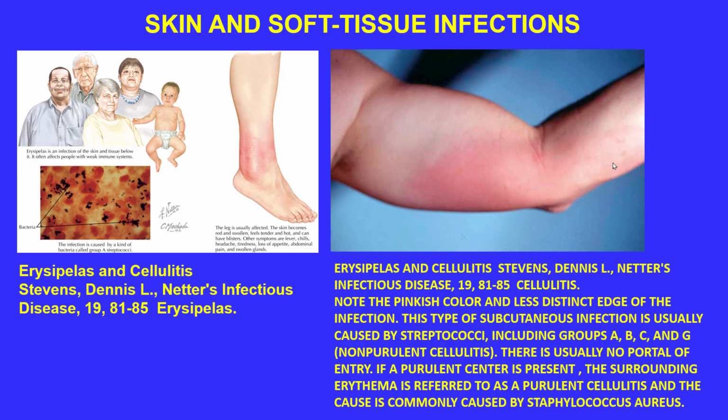There's usually no portal of entry. If a purulent center is present, the surrounding erythema is referred to as a purulent cellulitis. And in that situation, the cause is commonly Staph aureus. Okay.